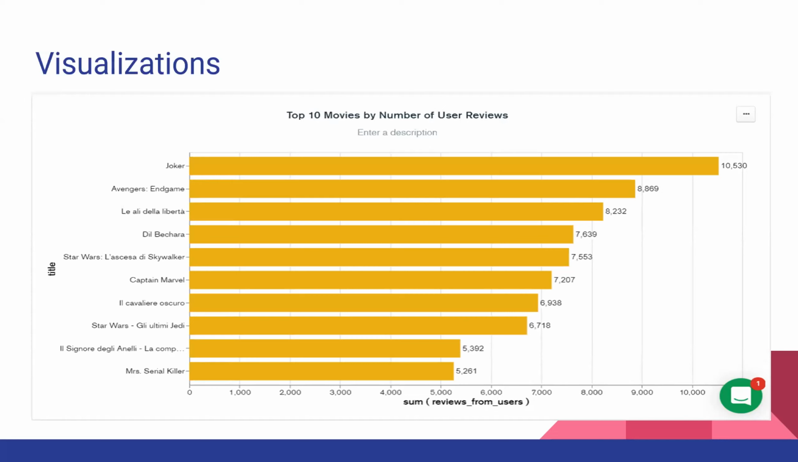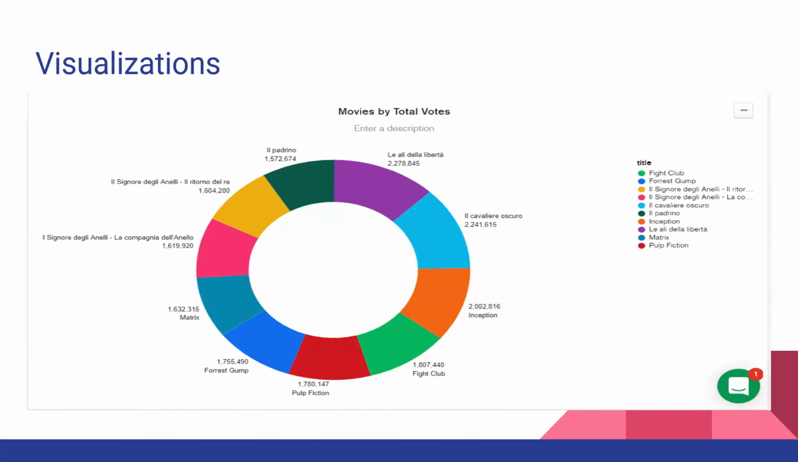Next slide, please. This is another visualization that is describing the movies based on the total votes. This is a donut chart where we can see the movies with their votes. The purple one has the highest number of votes. There are movies like Inception, Fight Club, which have received the highest number of votes. Next slide.